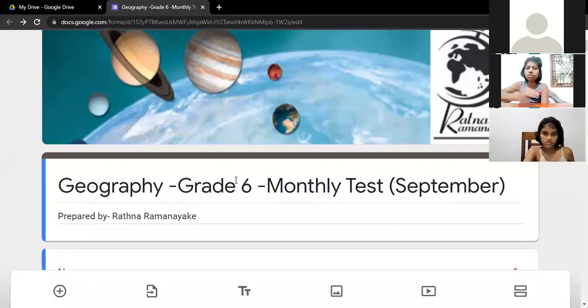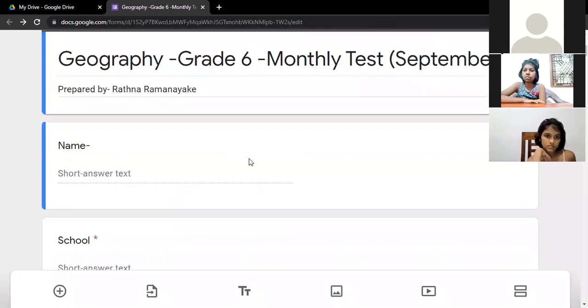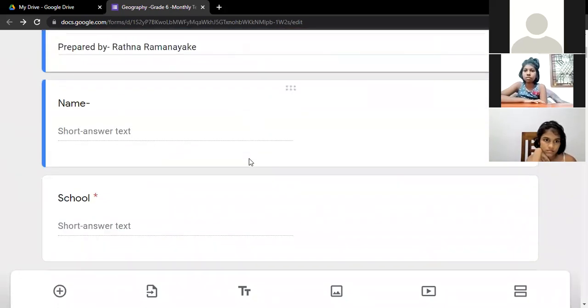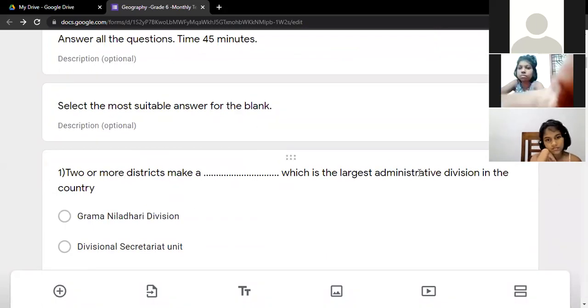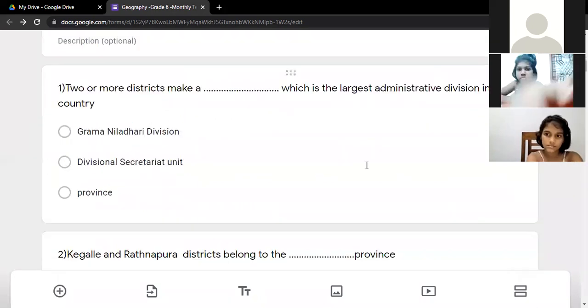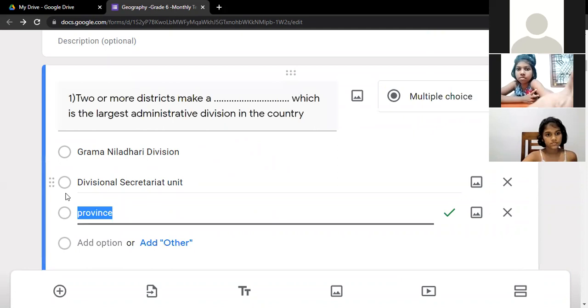Geography grade 6 monthly test, September. Answer all the questions. Two or more districts make a, which is the largest administrative division in the country? Two or more districts make province. Province. Yes, province. That's correct.